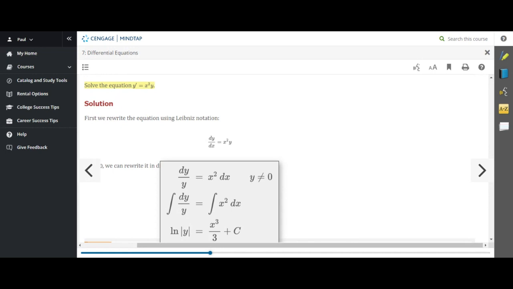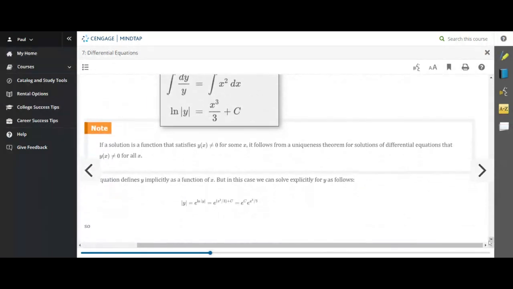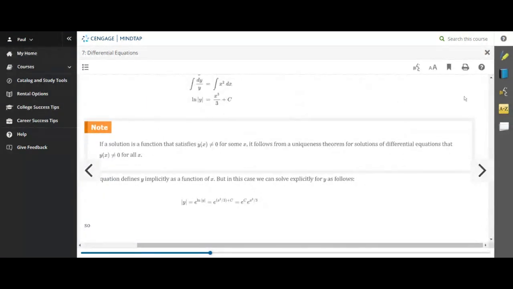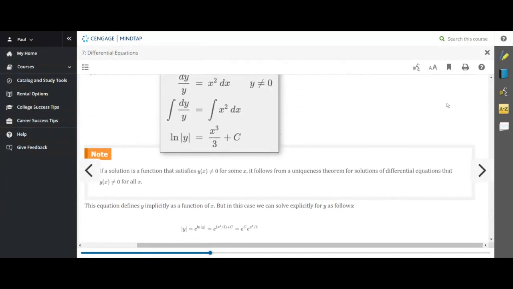Now, we want to find out what y equals. We're not just interested in the log of the absolute value of y. We want to know what the absolute value of y equals. So what can we do? Let me just see here. Hold on.